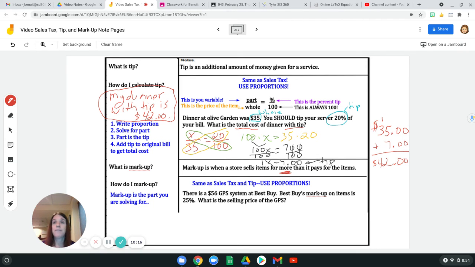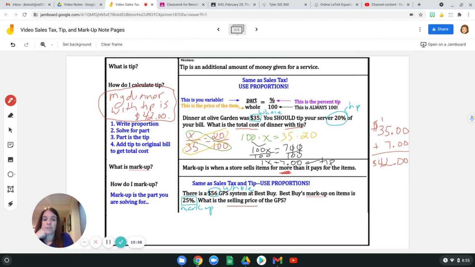All right. There is a $56 GPS system at Best Buy. Best Buy's markup on items is 25%. What is the selling price of the GPS? Okay, so what do we know? We know the whole. The price tag on this thing is $56. We know the markup, and that's the percent. That's your markup. That goes in your percent. And then what we're looking for is the selling price. So selling price means the cost plus that markup.